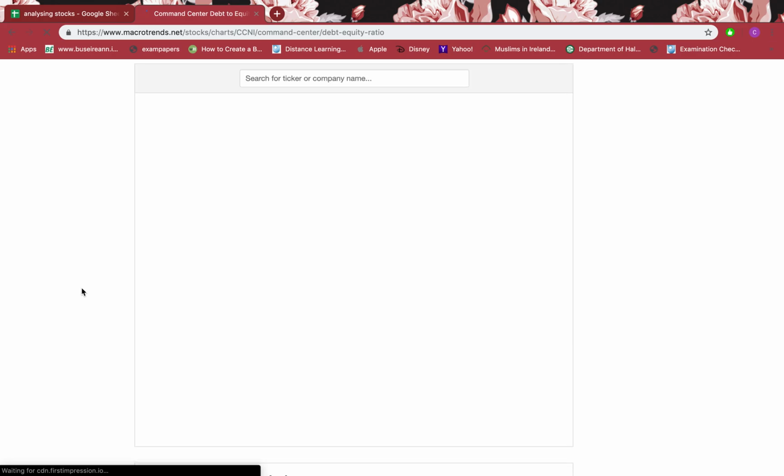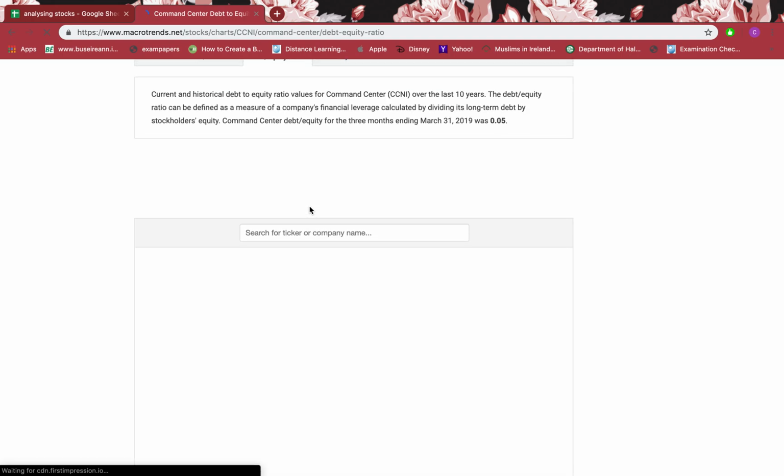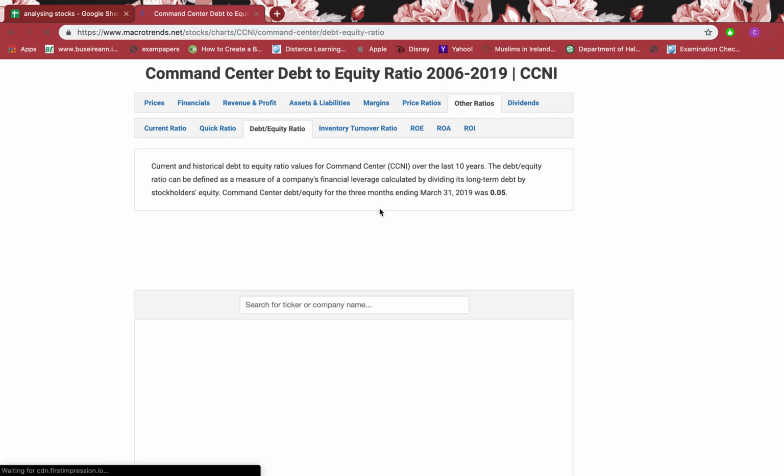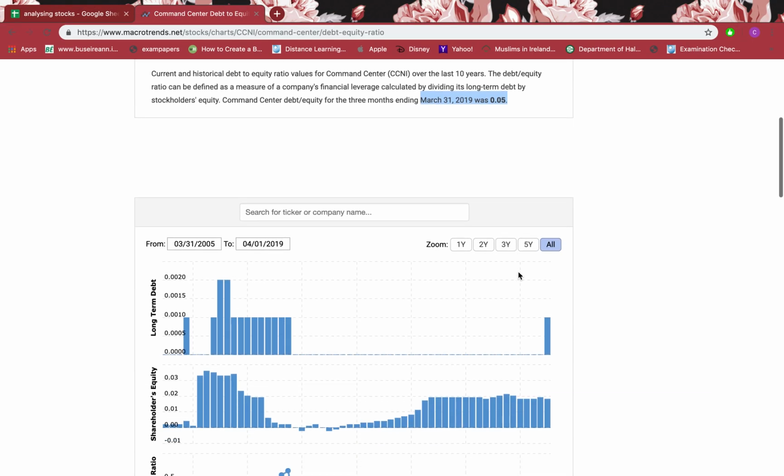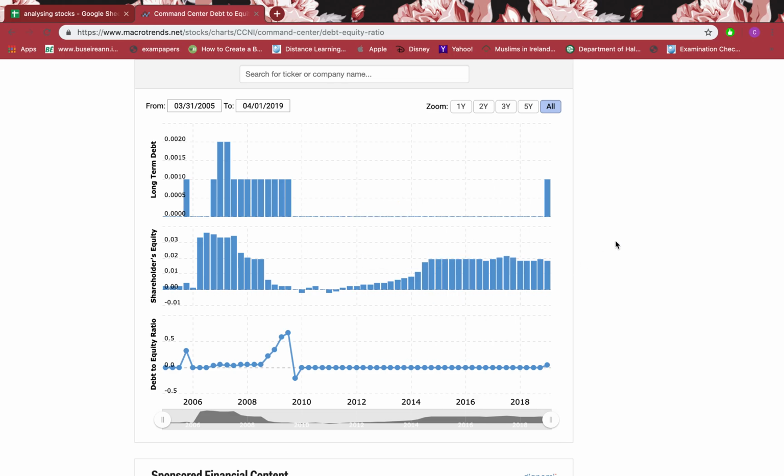But I guess we don't have any information regarding this on this website, so I can't judge what the situation is. But it gives me slight information that on 31st March 2019, actually it does give me information right now. Sorry, it was just loading. So it's 0.05, which is brilliant because it's less than 0.5.